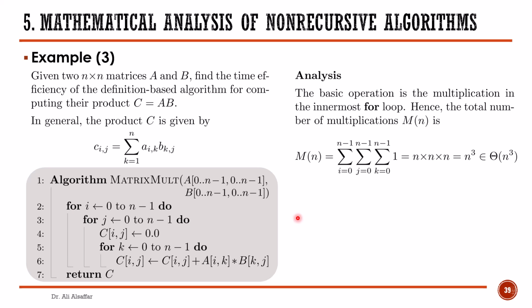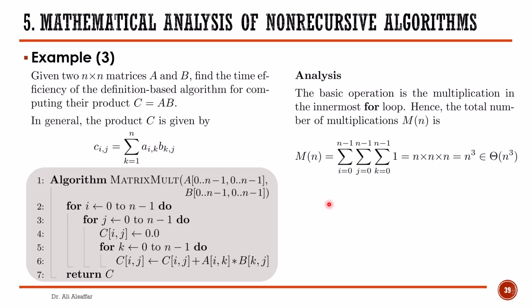To determine how many times the multiplication is executed, we examine the structure of the three nested loops. The outer loop runs from 0 to n minus 1. The middle loop also runs from 0 to n minus 1. And the inner loop likewise runs from 0 to n minus 1. From these loops, we construct three nested summations. Each is from 0 to n minus 1.